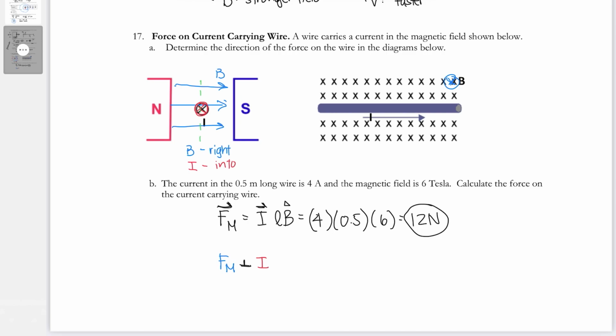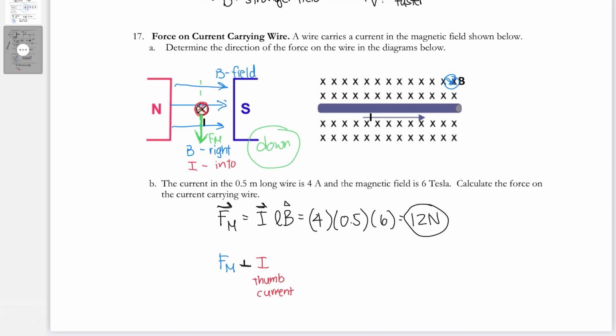To choose which one, I'm going to point my fingers in the direction of field. I'm going to remember fingers point in the direction of field because I have lots of fingers and there's lots of field lines. I only have one thumb, and my thumb is going to point in the direction of current. Once I get my hand into this arrangement, my palm is facing down towards the bottom of the page. So my answer for 17A is down for the example on the left.